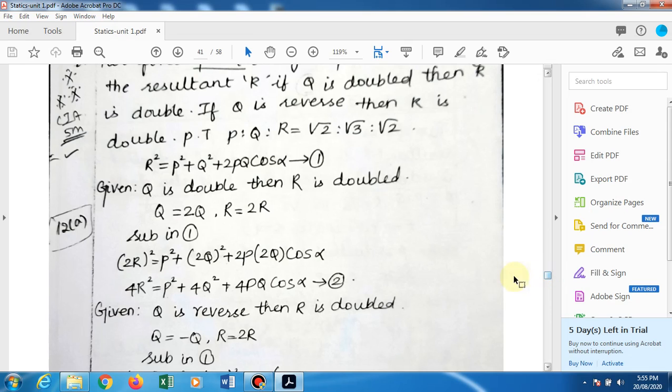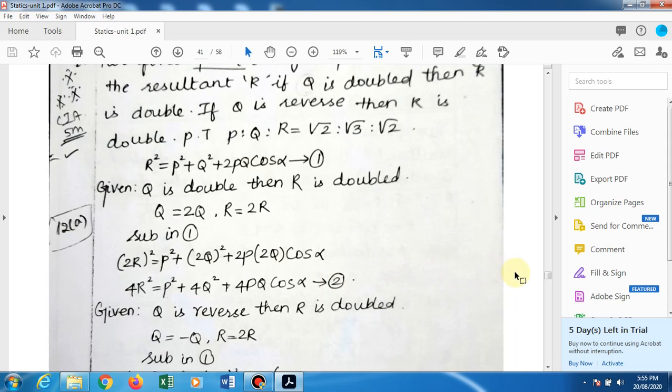Substitute in equation number 1. So you will get 2R the whole square is equal to P square plus 2Q square plus 2P into 2Q cos alpha. Then you square that: 4R square is equal to P square plus 4Q square plus 4PQ cos alpha. Give it as equation number 2.